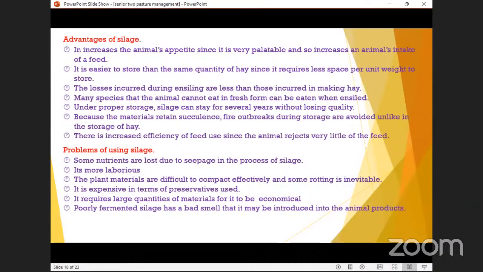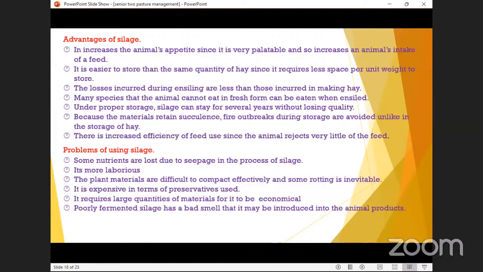So we have advantages of silage. Advantage number one, it increases the animal's appetite since they are very palatable, and so increases the animal's intake. Animals eat a lot because they have the molasses which increase their appetite. It is easier to store than some quantity of hay since it requires less space. It is easier to store silage compared to hay. Hay needs a very big piece of land because there are bales of grass.